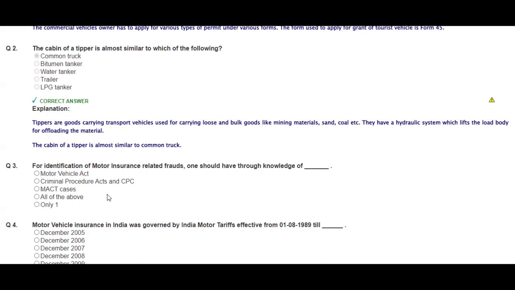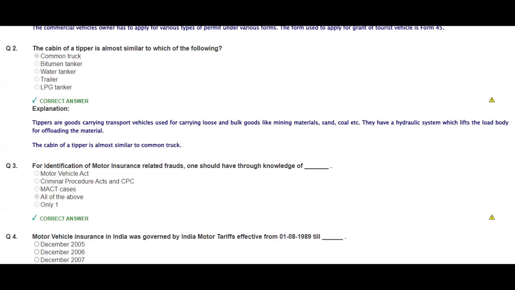Third question. For identification of motor insurance related fraud, one should have thorough knowledge of. The right answer is all of the above. The identification of motor insurance related frauds, where frauds will occur, where we get to know them from: the Motor Vehicle Act, the Criminal Procedure Act, and so on. So the answer is all of the above.